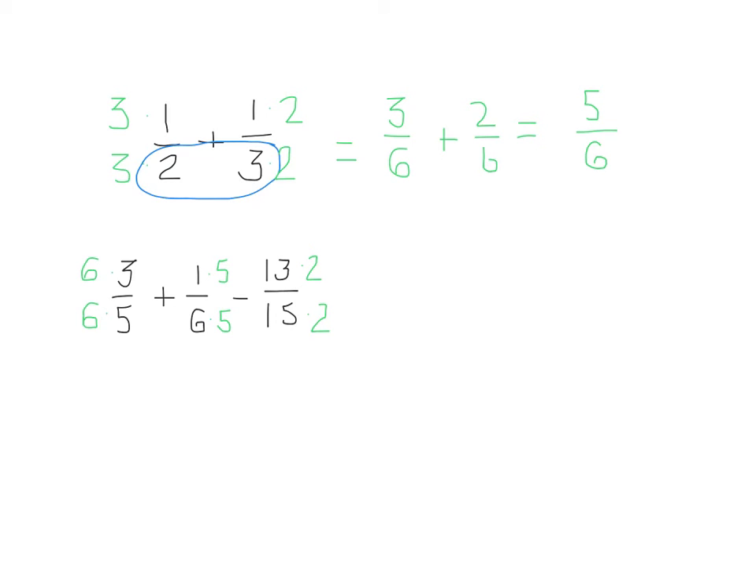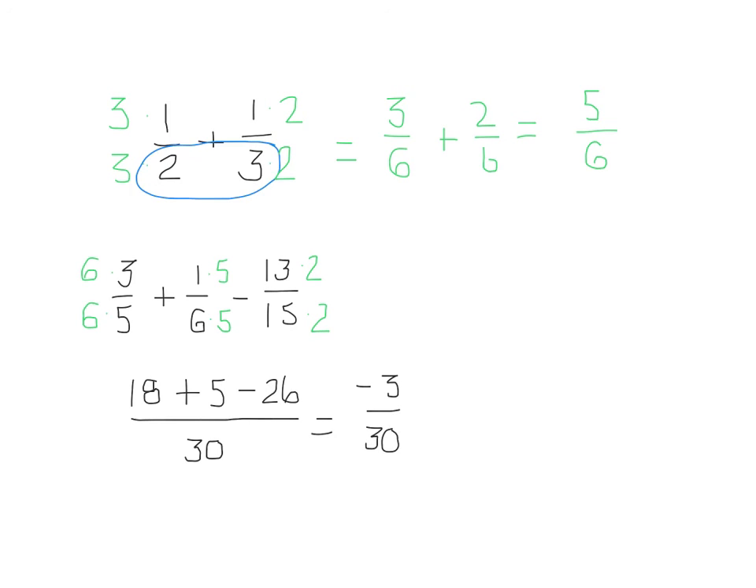So what I get is 6 times 3, or 18, over 30, plus 1 times 5, or 5, over 30, minus 13 times 2, or 26, over 30. I can write those as 3 separate fractions, like I did in the previous problem where I wrote them as 2 separate fractions, or I can write them as one individual fraction now that the denominator is a common denominator. 18 plus 5 is 23, and 23 minus 26 is -3. So I get -3 over 30.